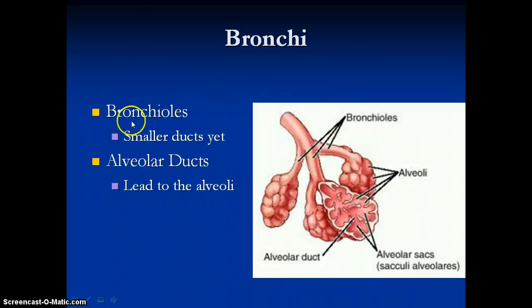The bronchi consist of bronchioles and alveolar ducts. The bronchioles are smaller ducts, and the alveolar ducts lead to the alveoli. Alveoli. A little bit of a tongue twister. Alveolar ducts lead to the alveoli. So you have the bronchioles, the alveolar duct, and then the alveoli, and then the alveolar sacs.